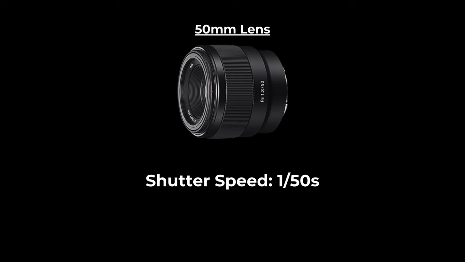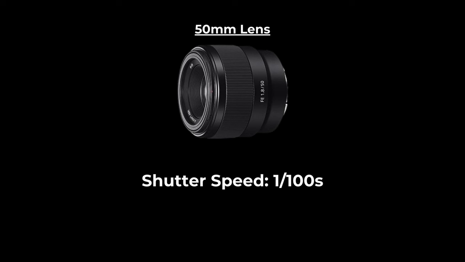The reciprocal rule is a guideline for selecting an appropriate shutter speed based on the focal length of your lens. This rule suggests that your shutter speed should be at least the reciprocal of the focal length to minimize camera shake. For example, if you're using a 50mm lens, then the reciprocal of that would be 1 over 50. So in this case, you'd aim to use a shutter speed of 1/50th of a second or faster to reduce the chances of blur from camera movement while shooting handheld.